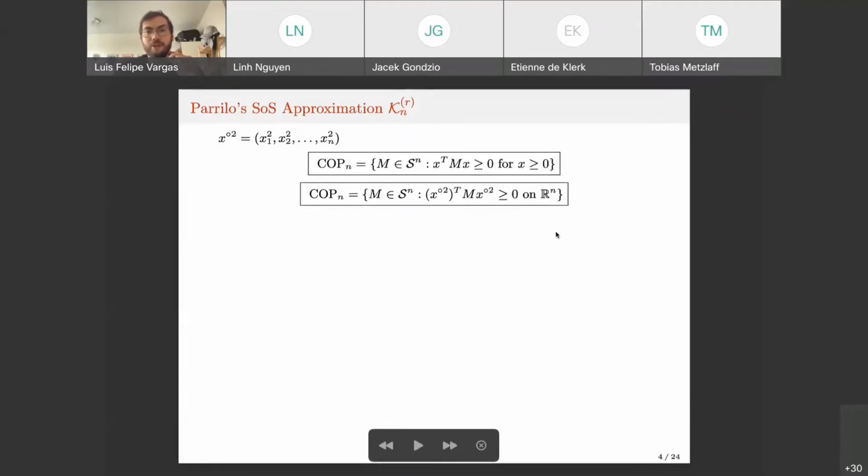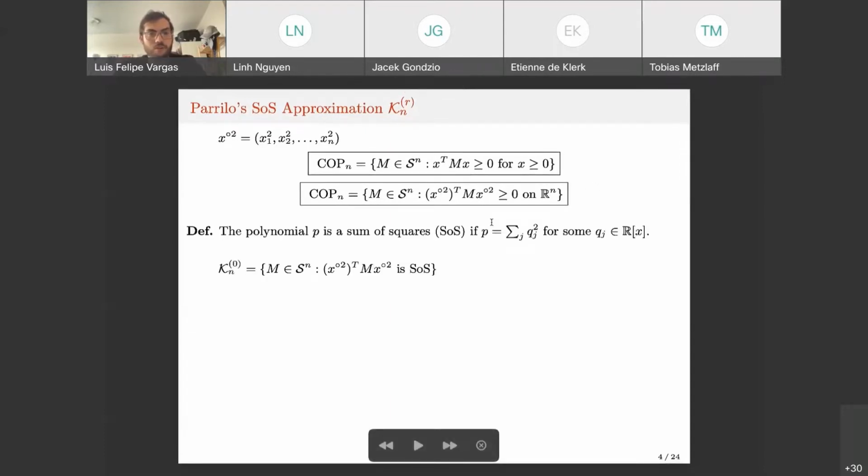And then what Parrillo proposed was to use sums of squares of polynomials to approximate the copositive cone using this second setting. So a polynomial P is a sum of squares of polynomials, or SOS, if P can be written as a sum of squares of other polynomials. Sometimes we are going to refer to sigma as this set. The first approximation Parrillo proposed is K_n^0, which is the set of symmetric matrices such that this associated polynomial is a sum of squares.